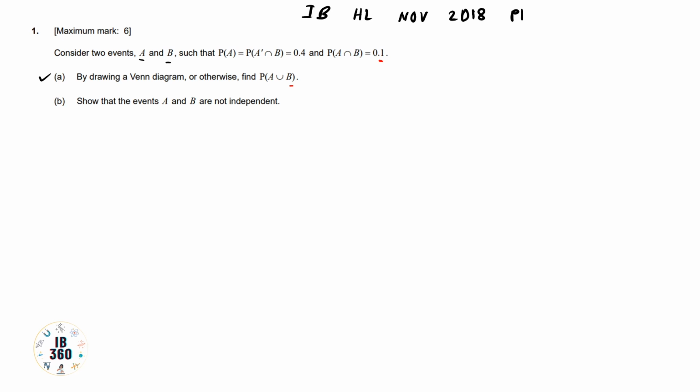Before drawing the Venn diagram, the most important thing that we are writing down is P of A is equal to P of A complement intersection B is equal to 0.4. Now what does it mean? It means the complete A set as well as the A complement intersection B set, both the values are equal to 0.4. So now we will do that problem and we will see what basically this is. First we are trying to draw the Venn diagram. As I am drawing freehand, please pardon me for that.